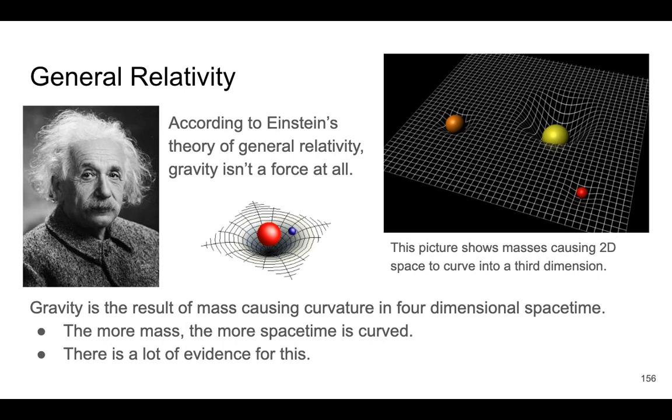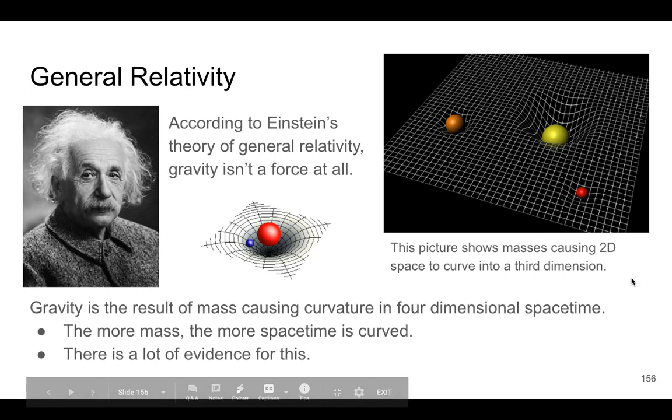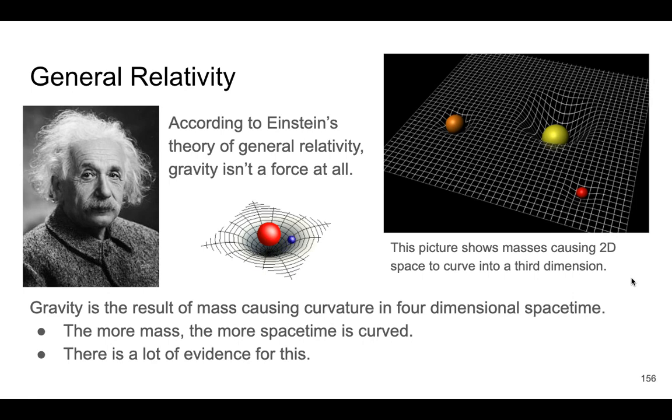But Einstein's great genius is he came along and he said, no, you're not actually thinking about gravity the right way. According to Einstein, gravity is not a force at all in three-dimensional space. Gravity is actually the curvature of four-dimensional space-time. So, in Einstein's understanding, mass curves four-dimensional space-time. So, the more mass you have, the more space-time is curved, and there's lots of evidence for that.